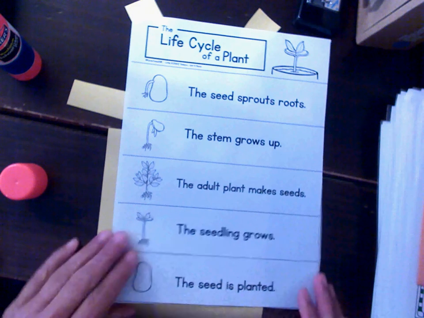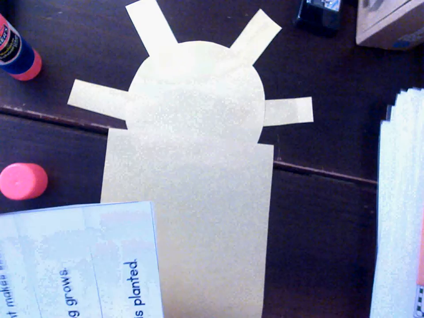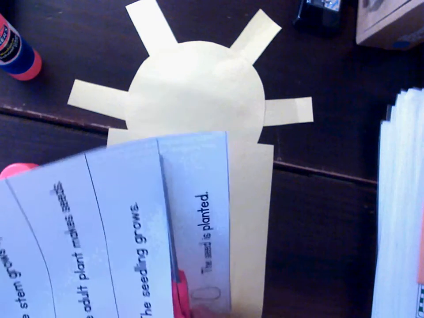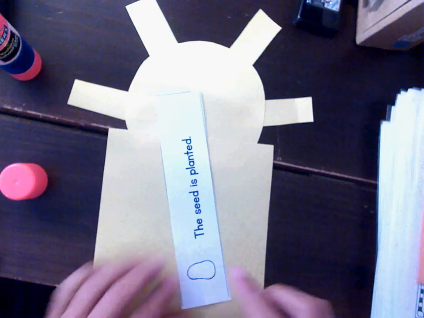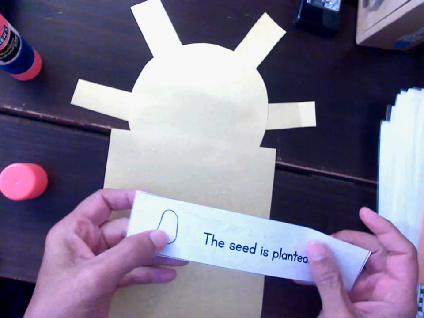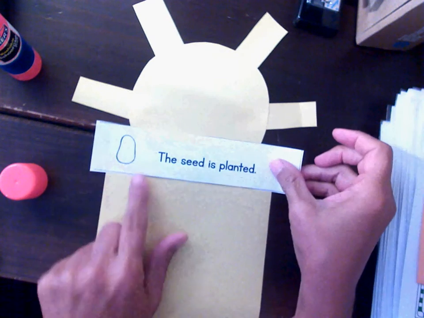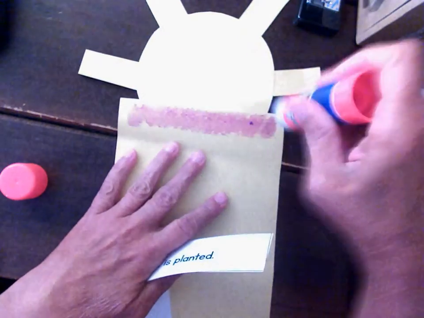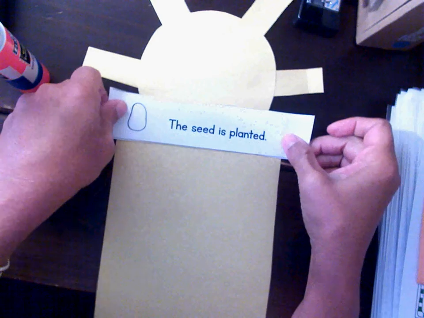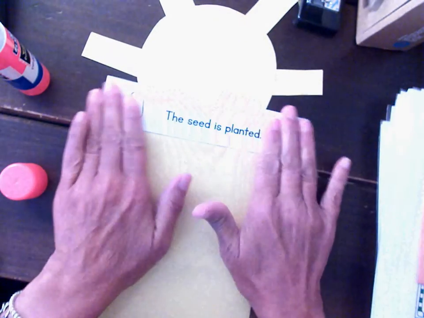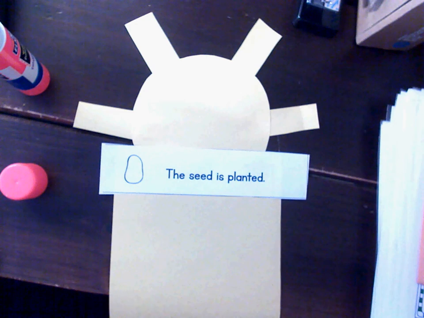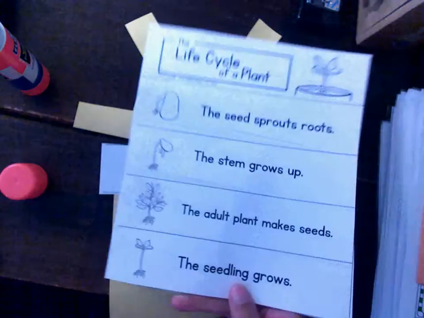So I want you to cut off the strip on your paper that says the seed is planted. And like I said, even if you can't read it, you know that that's it because of the seed picture. And we're going to glue that right across the top of our page, just like this. It's okay if it sticks out some. So now it looks like we have the sun, and it says the seed is planted. Now, pause the video at any time, remember.